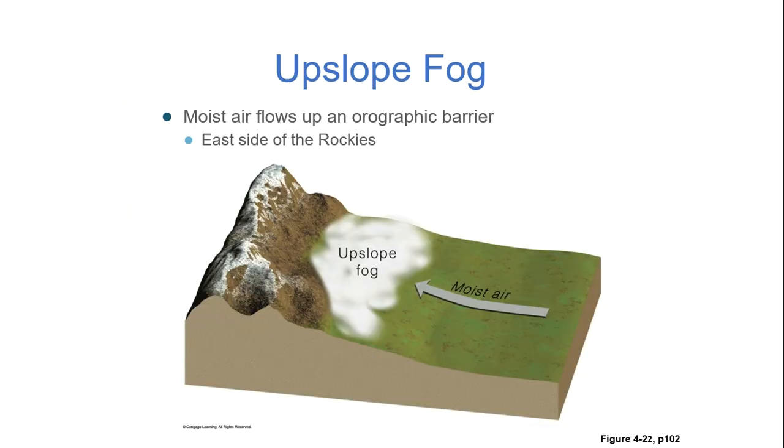Third type of fog is called upslope fog. This is where you have warm, moist air that is blown towards a mountain range and then pushed up the slope. Then as it goes up the slope, the temperature drops. As the temperature drops, the saturation vapor pressure drops, relative humidity reaches 100%, and it condenses and forms fog.